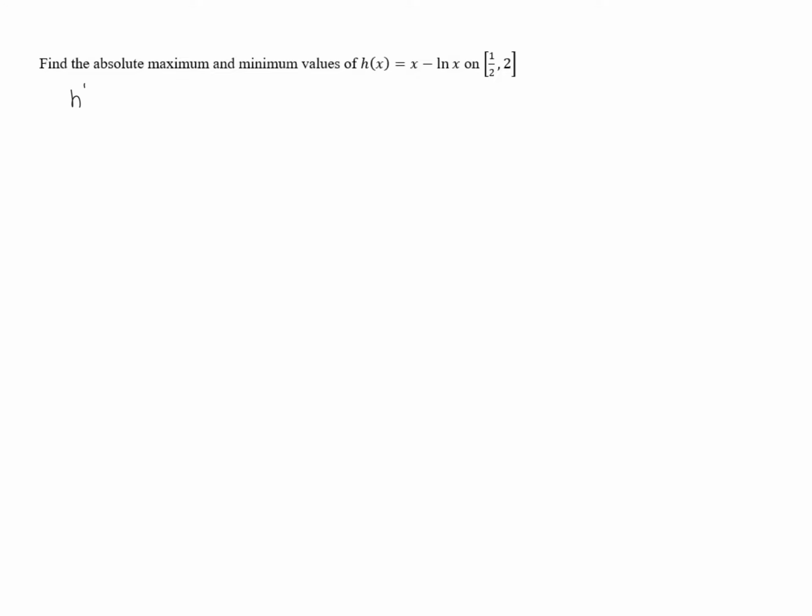We want to find that derivative so we can find the critical numbers and then evaluate our function at the critical numbers and at the endpoints. So if we differentiate, the derivative of x is 1 minus the derivative of ln of x, which is 1 over x. So we've got 1 minus 1 over x.